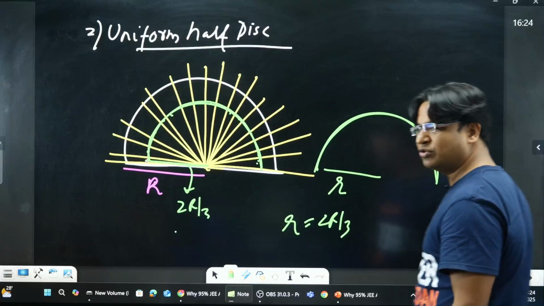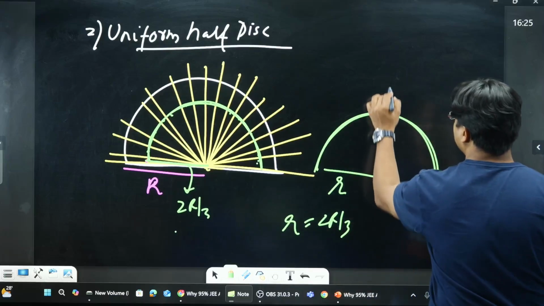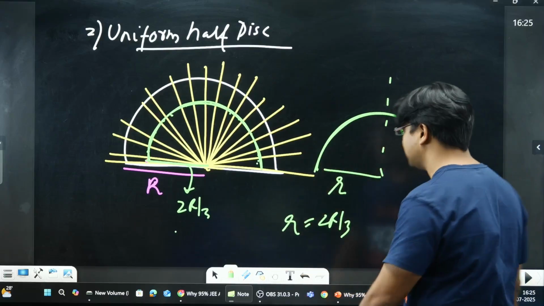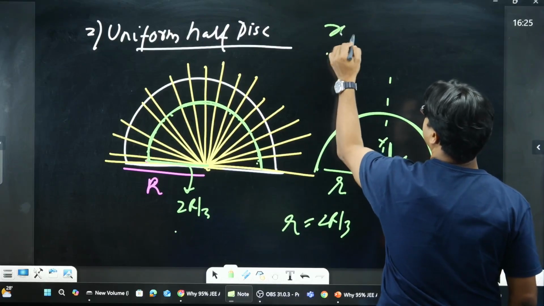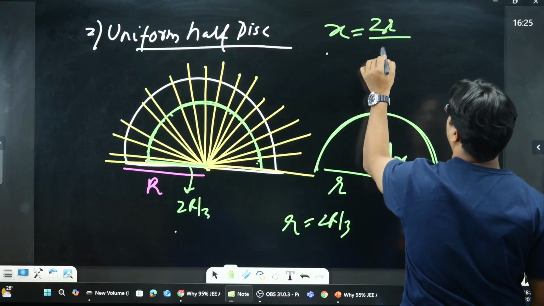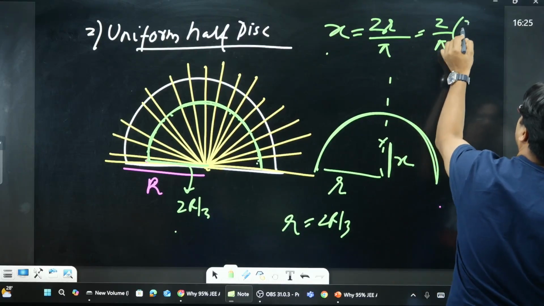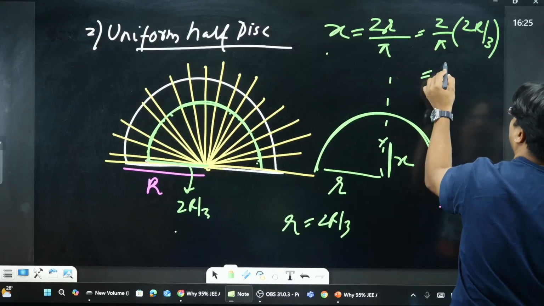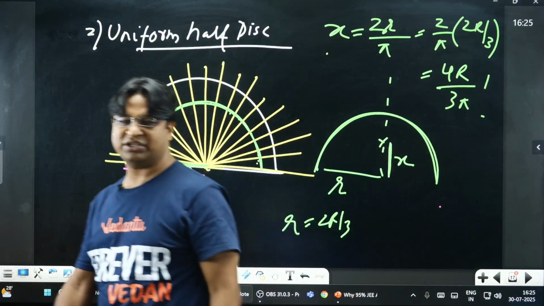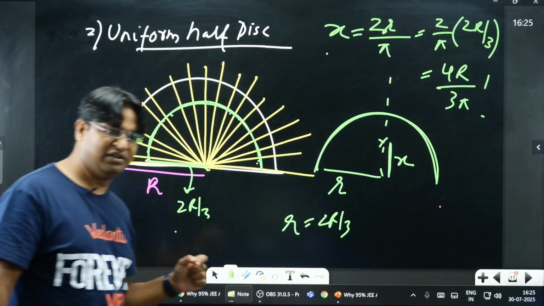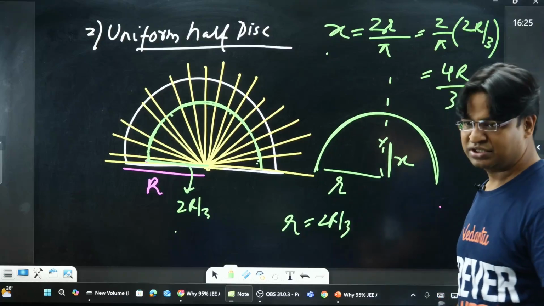And now, guys, if I want to replace this semicircle with a particle, where should I put that particle? I will have to put that particle at the center of mass of the semicircle, which is somewhere here. Let's call this distance x for now. This distance x should be 2 small r by pi, and small r is 2r by 3. So 2 by pi into 2r by 3, and you see we end up with 4r by 3 pi. No integration involved. We just use the concept of triangles to get the location of the center of mass of a uniform half disk.